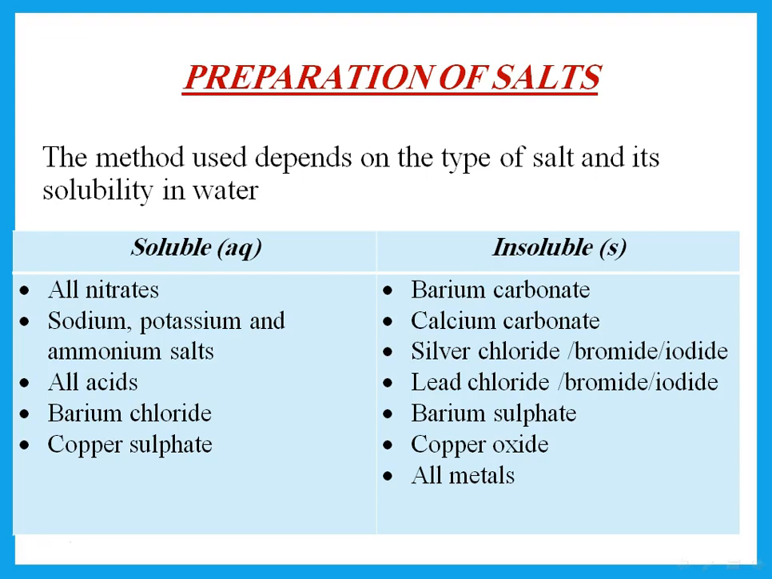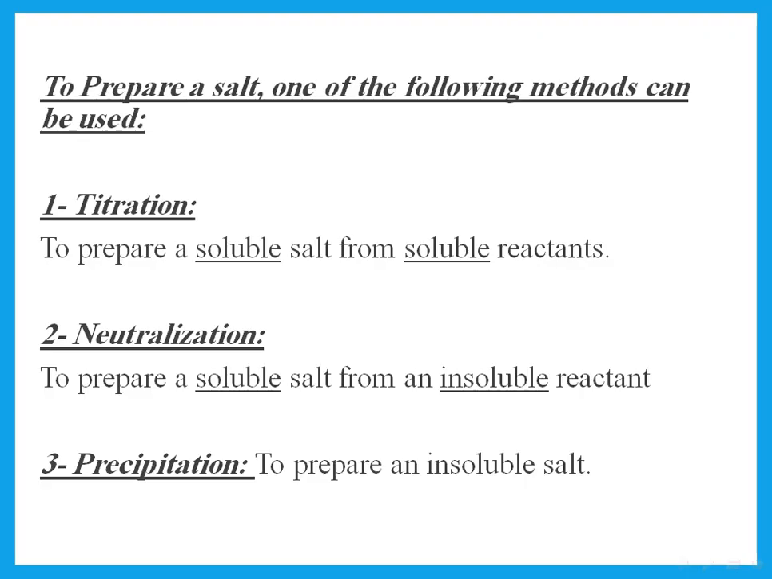Of course, if we say they're soluble, that means their state symbol is aqueous, and the word aqueous means dissolved in water. Now, things that are insoluble: most carbonates are insoluble, so barium carbonate and calcium carbonate are insoluble. Silver halides and lead halides, so silver chloride, bromide, iodide, lead chloride, bromide, iodide, things like barium sulfate, copper oxide, and all metals are insoluble, and that means their state symbol would be S for solid.